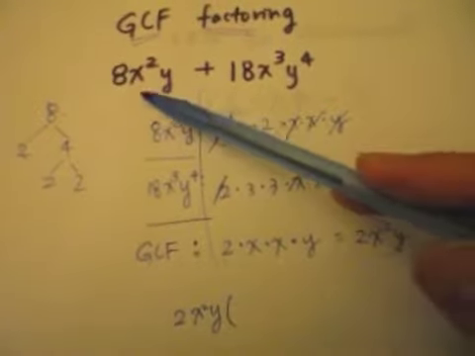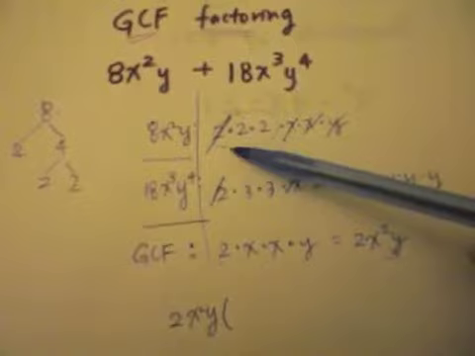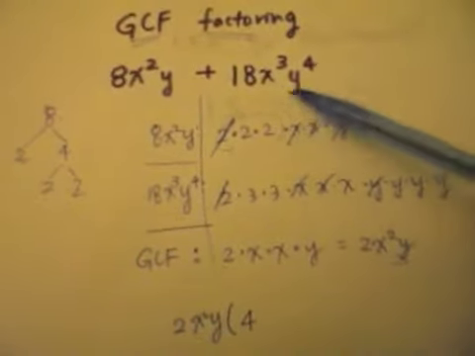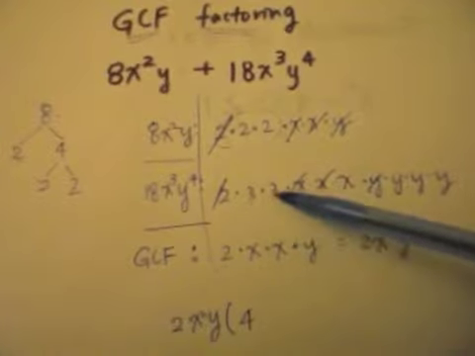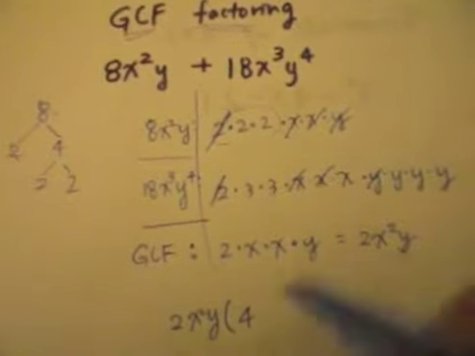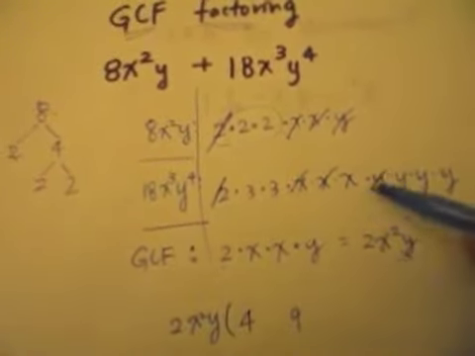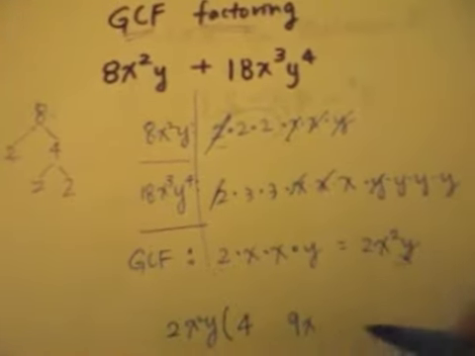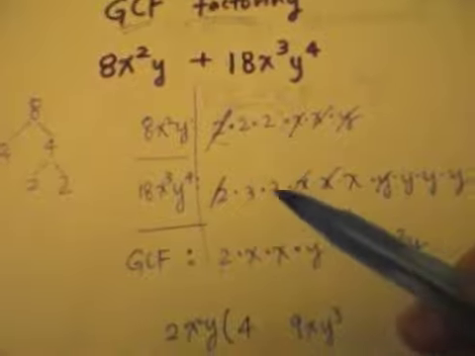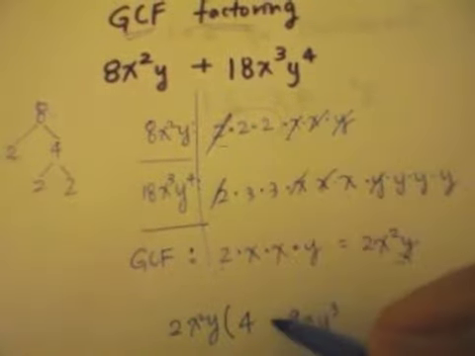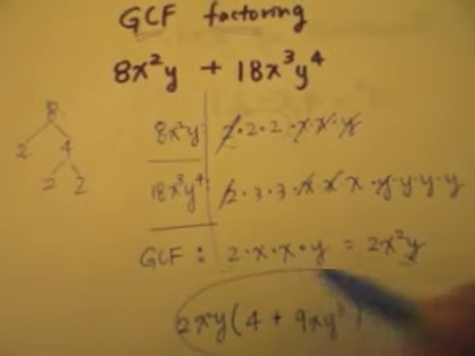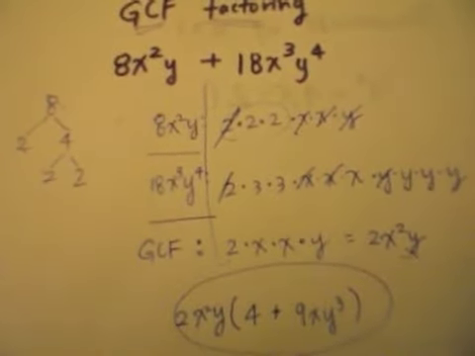So in the first term, what's left over is a 2 times 2, and that's a 4. In the second term, what's left over is a 3 times 3, which is a 9, x, and y times y times y, which is y to the third power. And the sign in between them was a plus sign. So this would be your final answer. This is how you do GCF factoring.